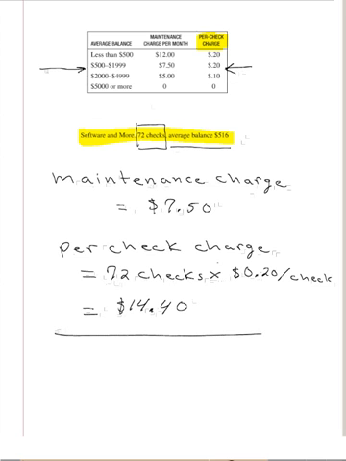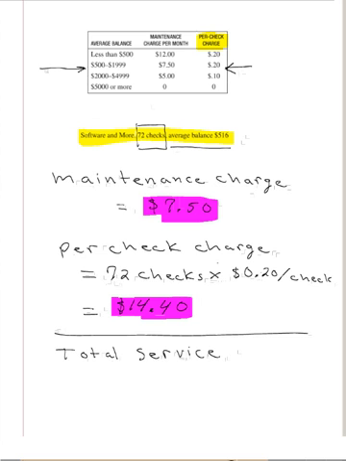So therefore, the total service charge is going to be the sum of the maintenance charge, which is $7.50, and to that we add the per check charge of $14.40. So when we add $7.50 to $14.40, we can do that quickly in our heads. We end up with $21.90. So that would be the total service charge for this business.